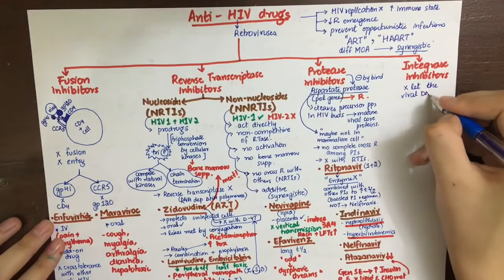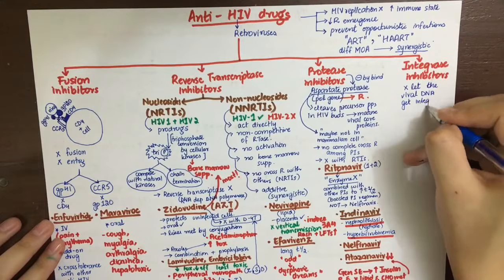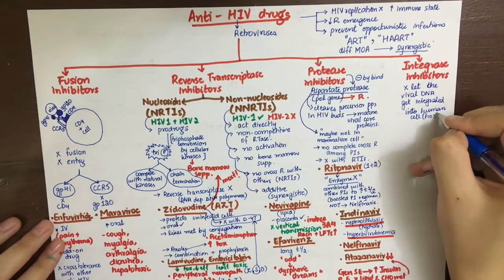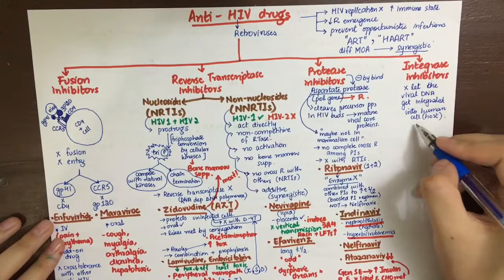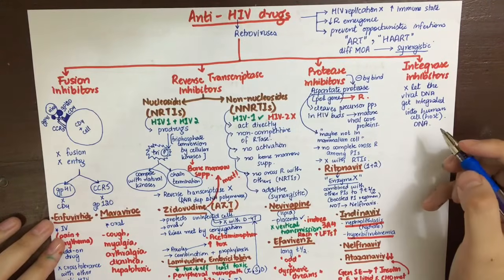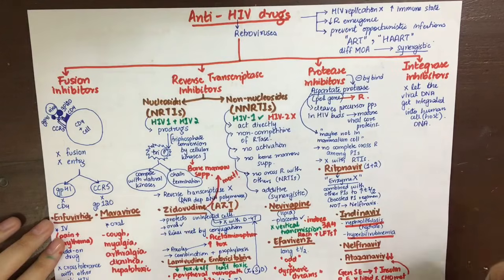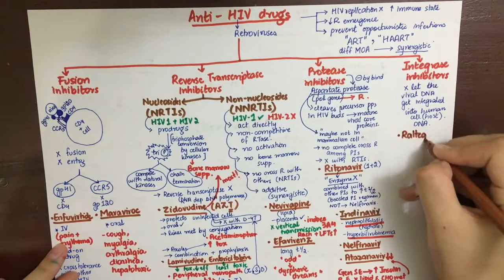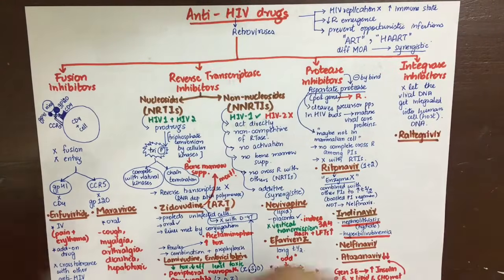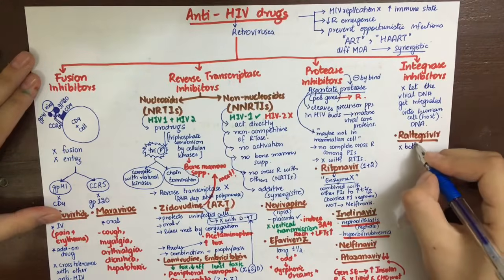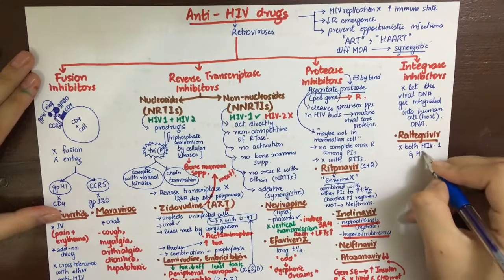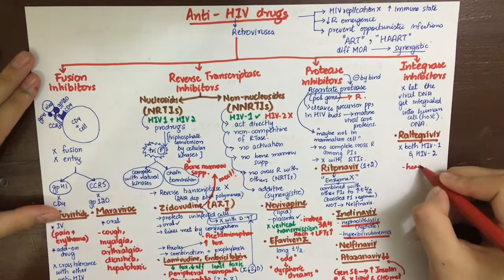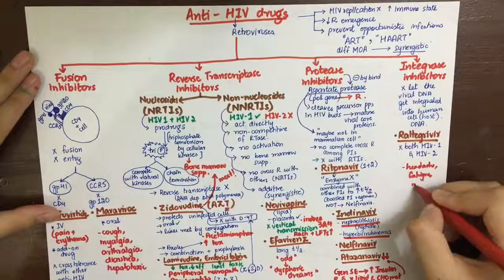Now let's say the reverse transcriptase has succeeded in making DNA from the RNA of HIV. Now we have other drugs that are integrase inhibitors that won't let the viral DNA get integrated into the human genome. The main drug is raltegravir, which is effective in both HIV-1 and HIV-2, and the main side effects are headache, nausea, and fatigue.